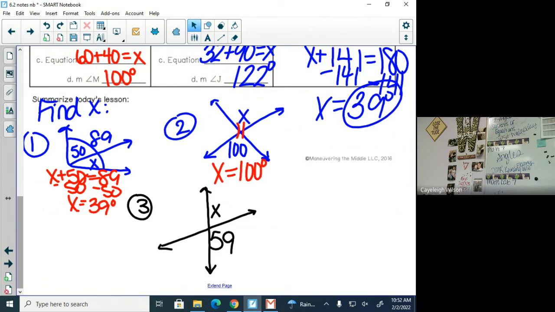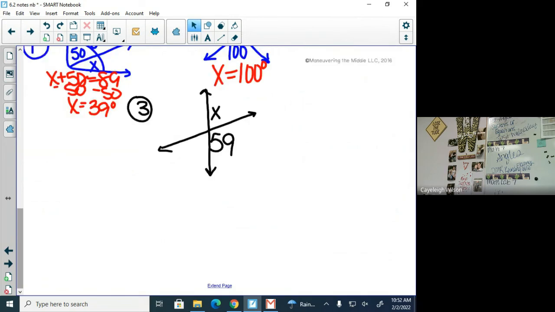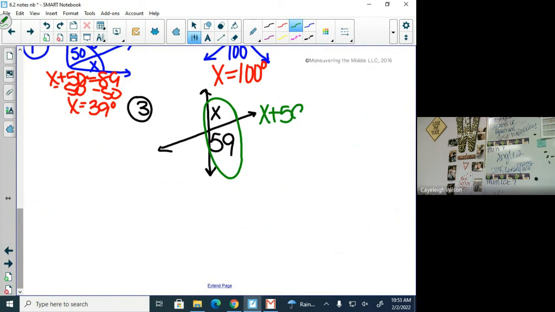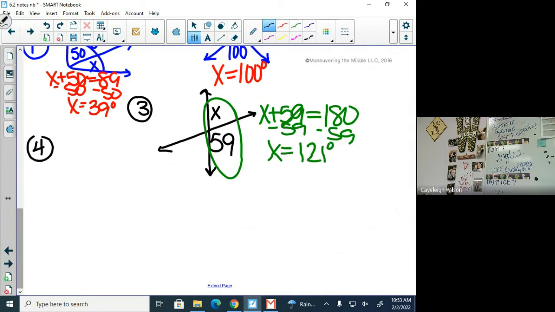All right, what kind of angles are these? Adjacent, because they're right next to each other. So I know that when I add them together, they should equal 180. So I subtract the 59. 121. All right, try this one. How are they not vertical? Because they're not across from each other.